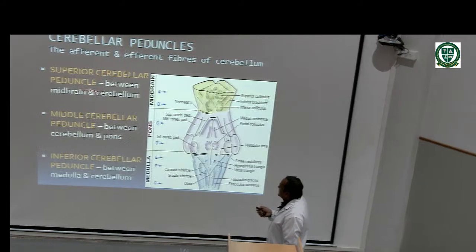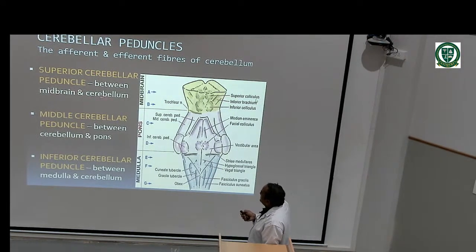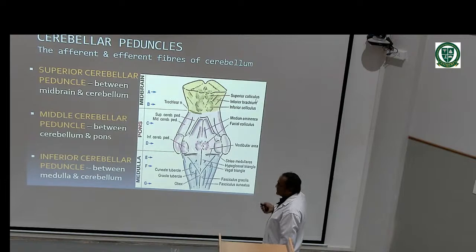Superior cerebellar peduncle connects the cerebellum with the midbrain. So the cerebellum is removed here. What you are seeing is the floor of the fourth ventricle, and this is the midbrain. You have got the pons, and here this is the medulla.